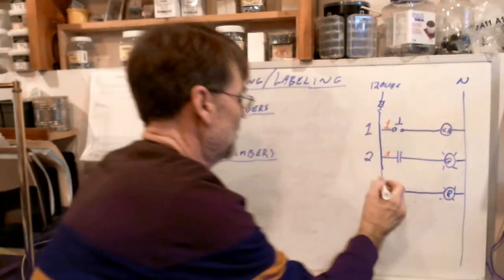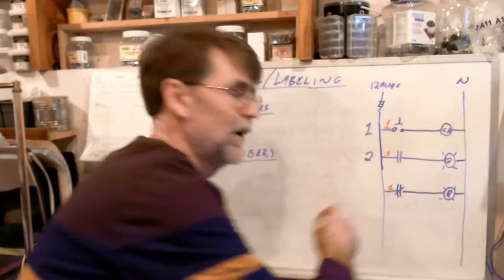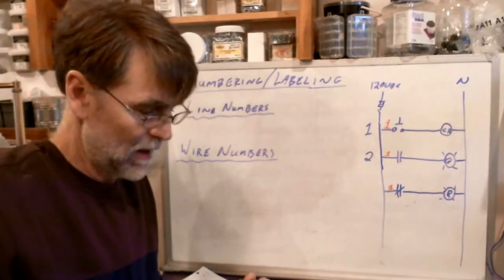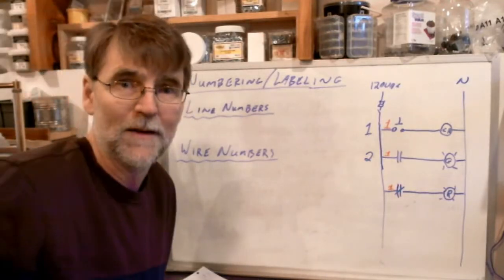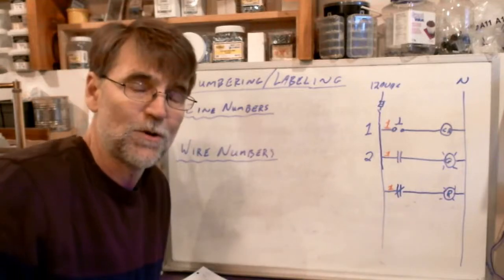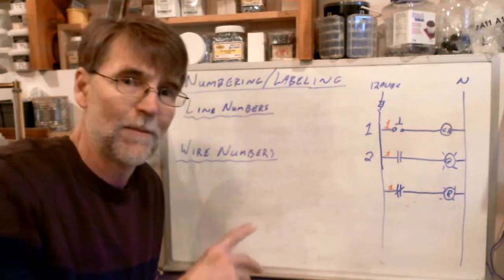This is also wire number 1. They are all at the same potential. They all have the same voltage on them at the same time, anytime the lab station is turned on. They're all wire number 1.